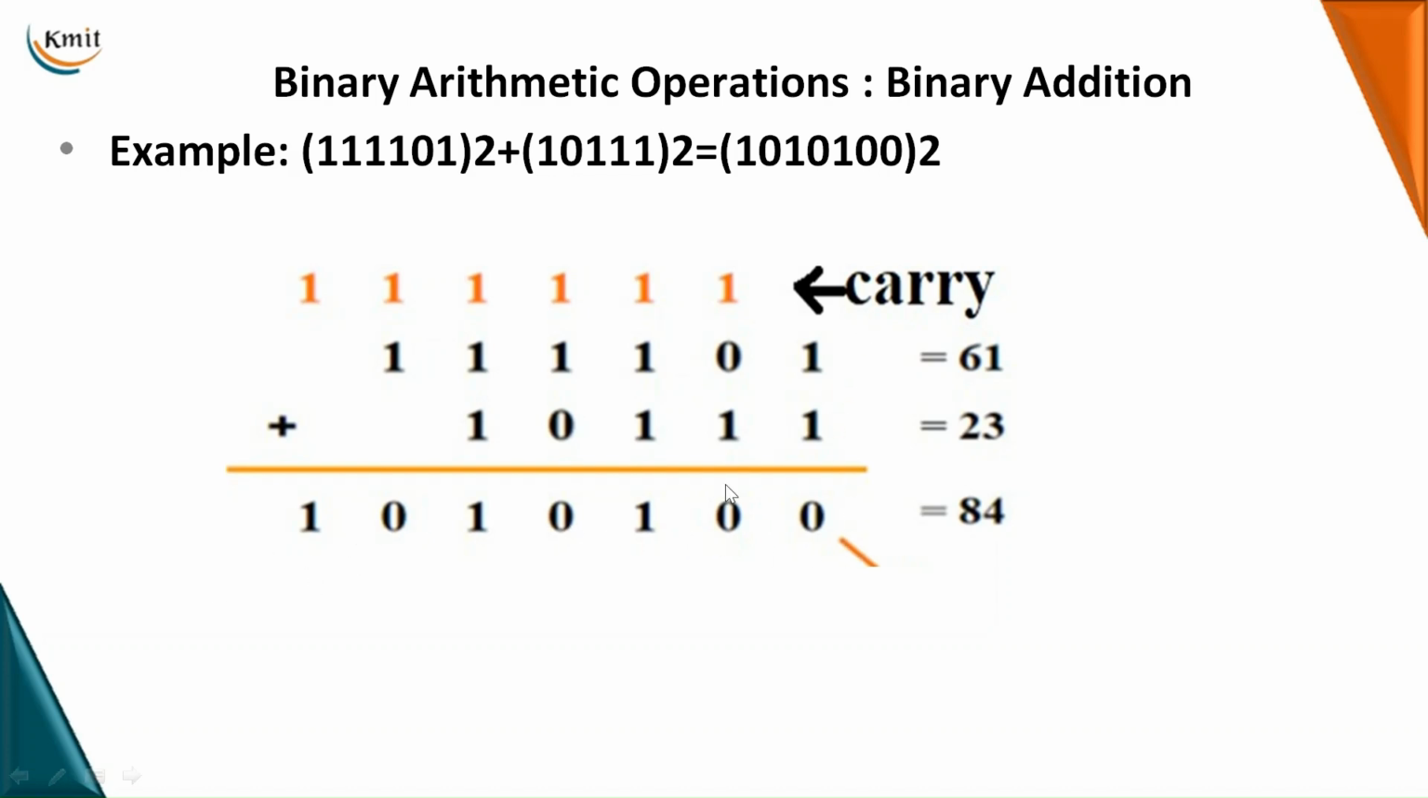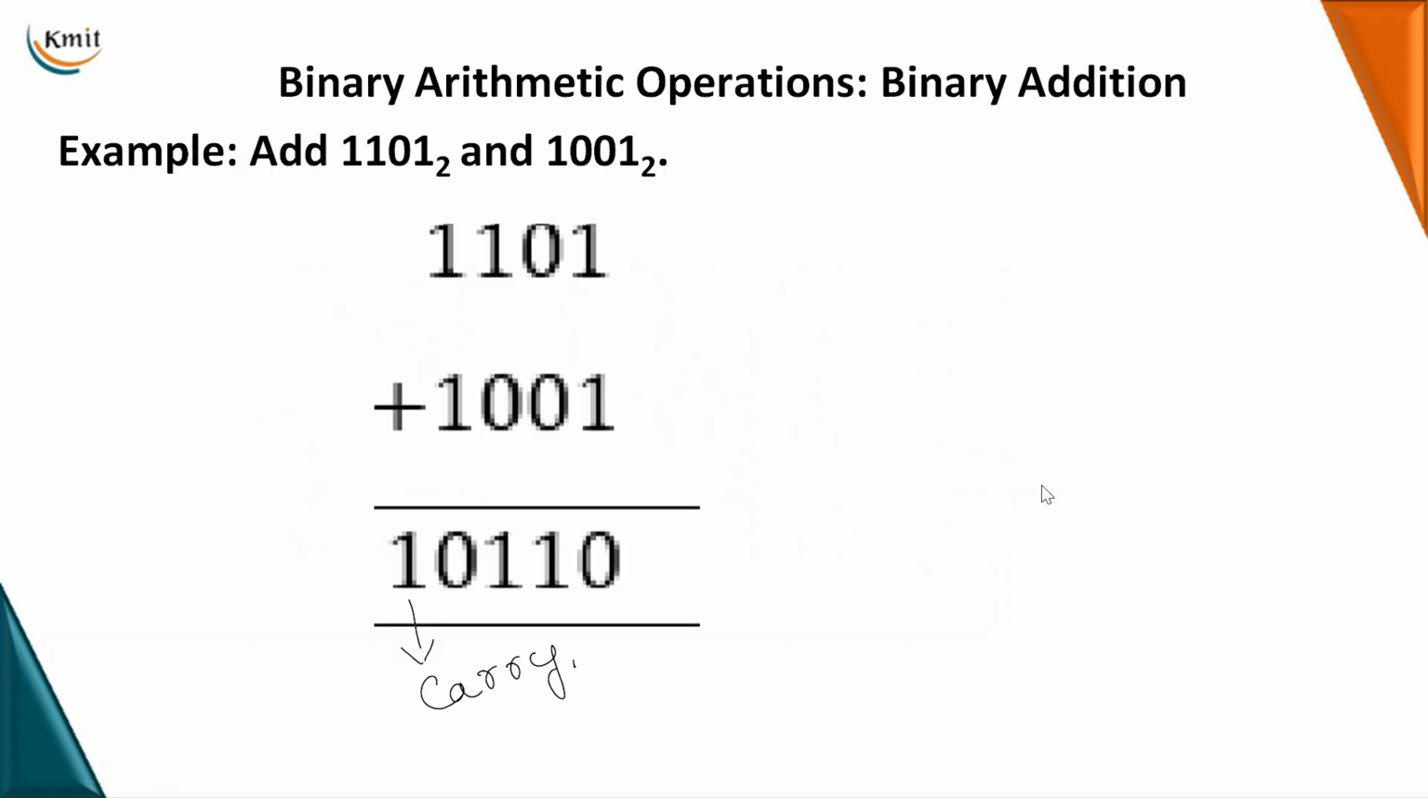You can cross verify by converting this into decimal form. The decimal equivalent of the first number is 61, and 10111 is 23. So the result should be 84. If you convert this binary number into decimal, it should be 84. So this is how you can do a binary addition. We'll see one more example.